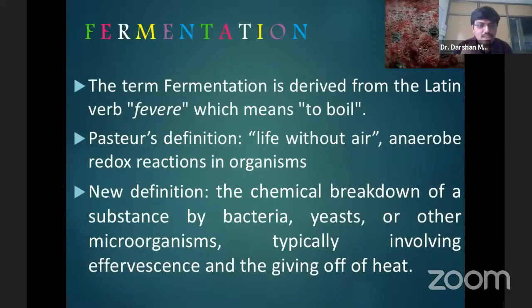But do remember, in a previous time, Pasteur tried to define it as life without air. That means whenever there is an anaerobic condition, and at the time of that condition, whatever organisms are there work and try to convert a substrate into a product, that particular phenomenon is known as what? Fermentation. Now we are in the 21st century.